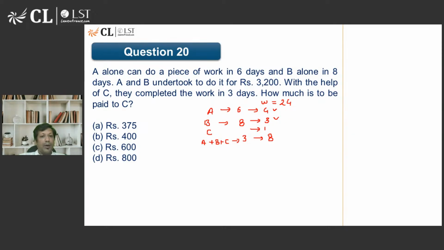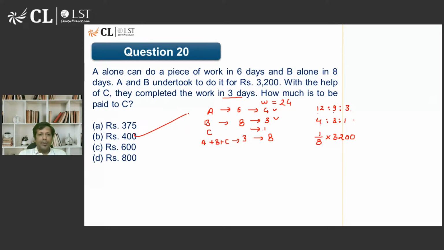Now in 3 days, how much is A going to do? That is 12 units. In 3 days, how much is B going to do? That is going to be 9 units. In 3 days, how much is C going to do? That is 3 units. So this is the ratio of their work, 4 is to 3 is to 1. So the amount of money will also be in the ratio of 4 is to 3 is to 1. So C is going to be paid 1/8 of the total amount. And what is the total amount? That's 3,200. So the answer of that question is going to be option B. That is 400 rupees.